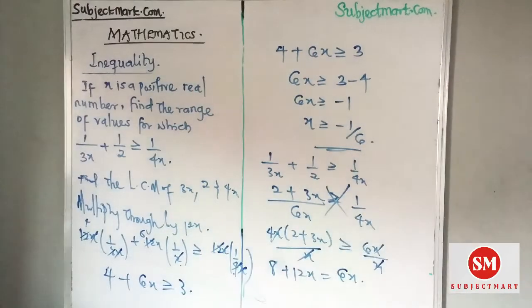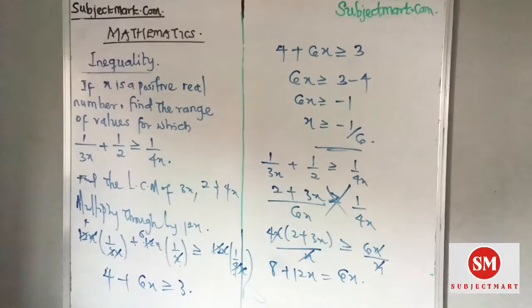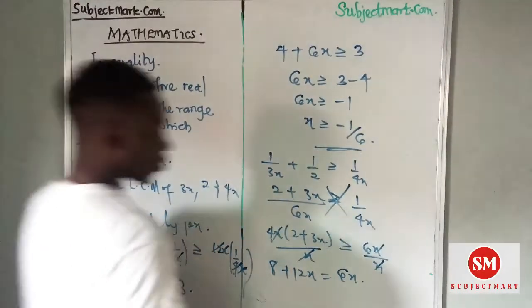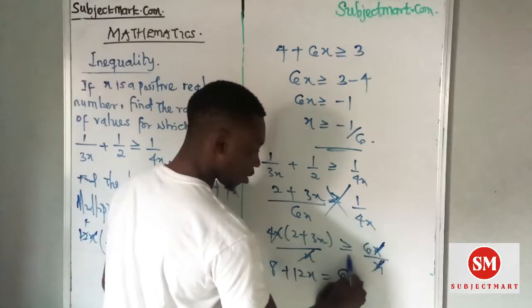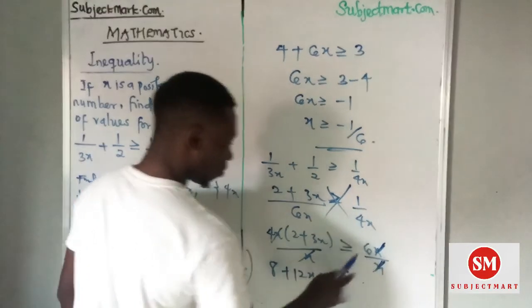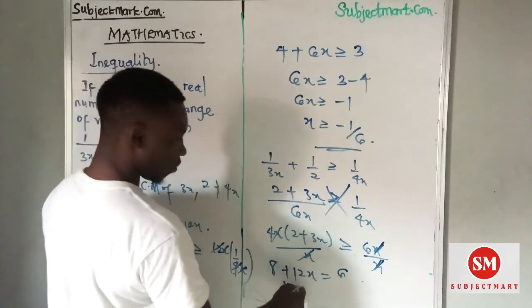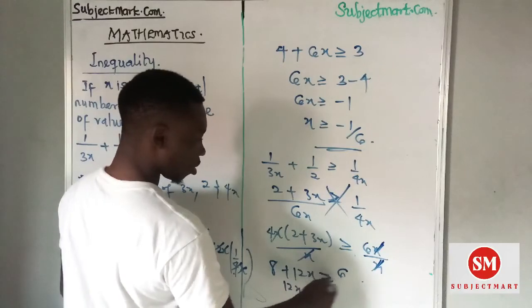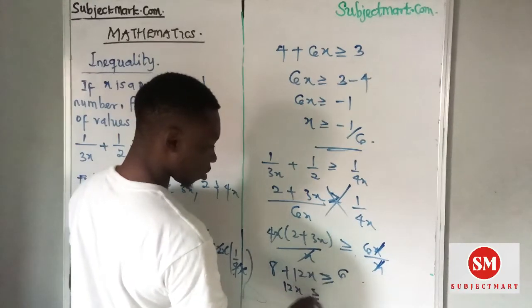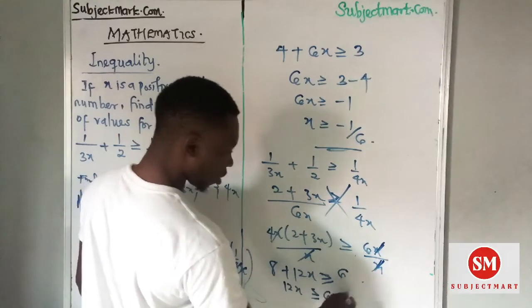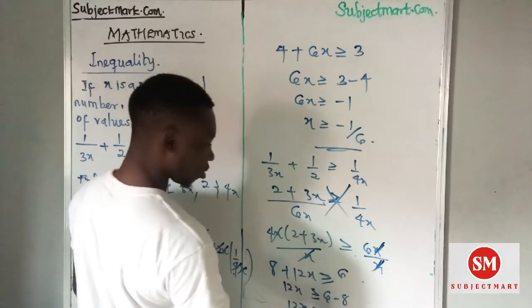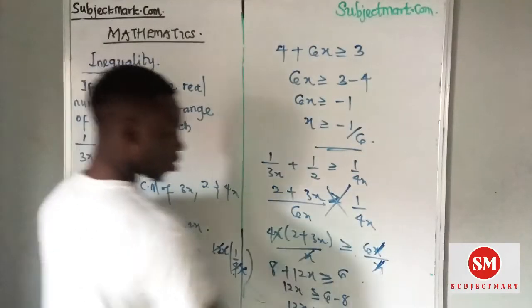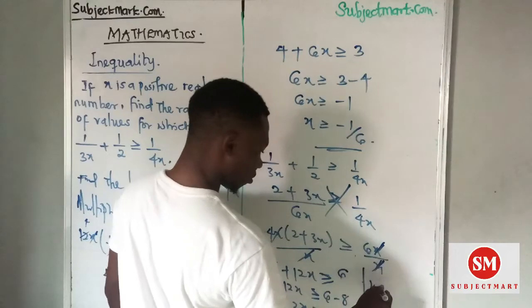So at this junction, we will collect like terms. Please, going back to this, don't forget we cancel x, so we're no longer having x here. With this development, this is now 12x is greater than or equal to 6 minus 8. So 12x is greater than or equal to minus 2.